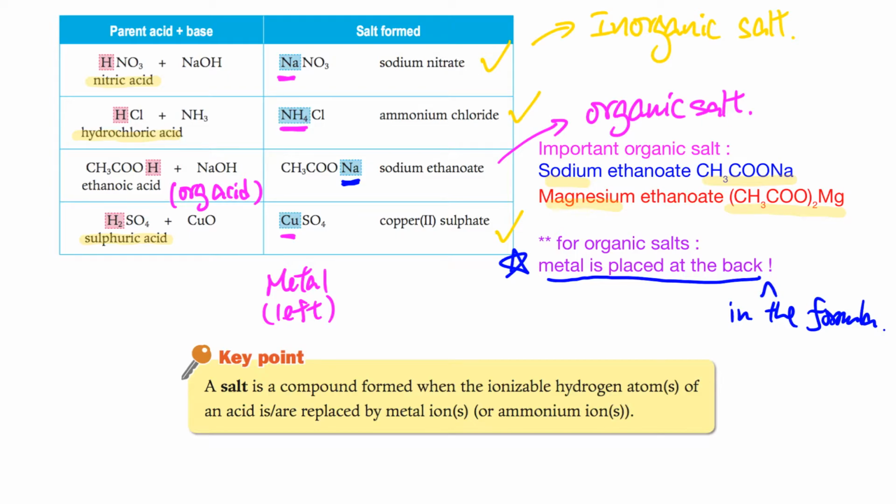So basically, a salt is a compound formed when the ionizable hydrogen atom of an acid is replaced by a metal ion. So basically, when you have the acid, the H+ is replaced by a metal ion, then we call these kinds of things salts. Okay?